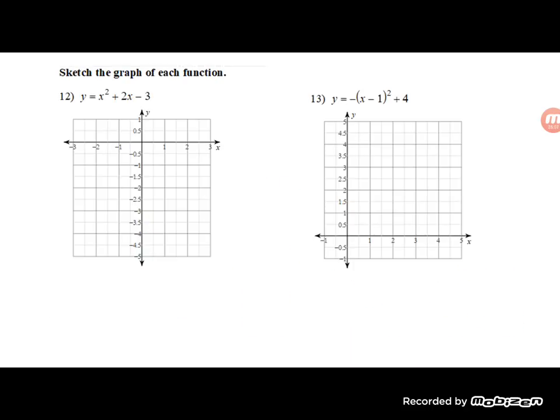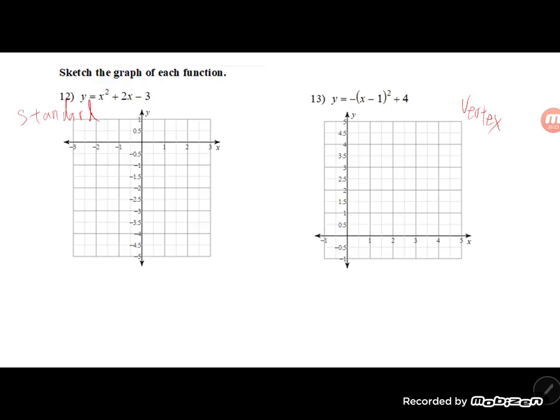Okay, sketch a graph of each function. So you've got to make a graph of these. You have two different formats. You have standard form, right? This is standard, and this is vertex. Okay, vertex might be a little bit easier, so I guess we'll go ahead and start with this one.